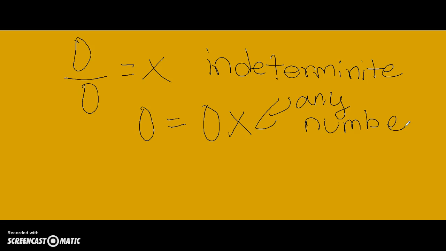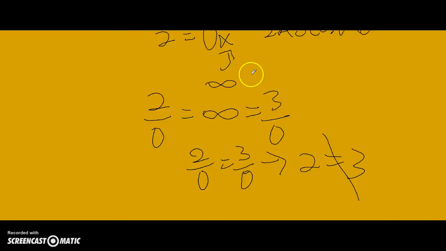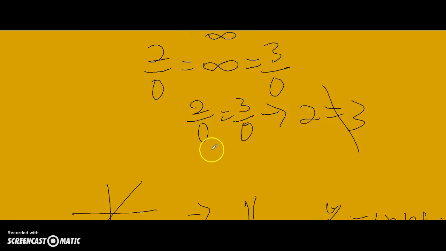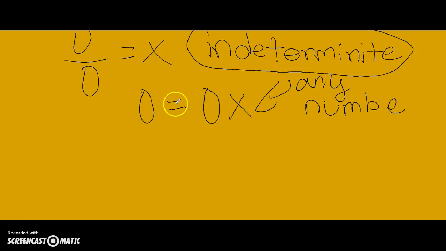The reason why we call it indeterminate is because we can't determine the value of it. Unlike the first equation, where we said we can't divide by 0 given that y does not equal 0, there's no value, which means it's undefined. There's no definite value. But here, we definitely do have values. In fact, we have infinite values. So that's why it's indeterminate.